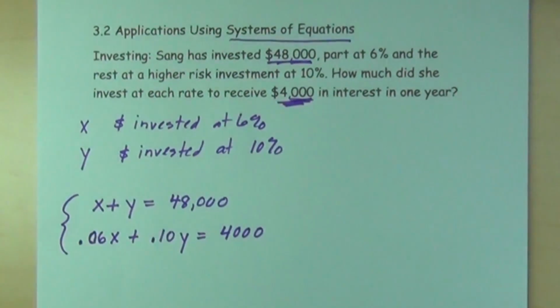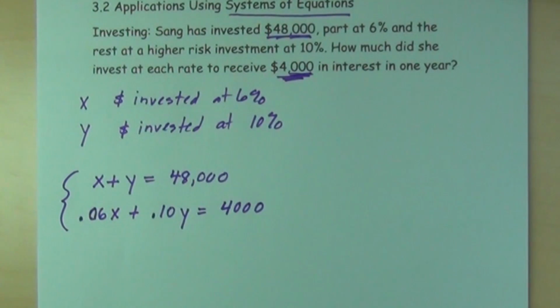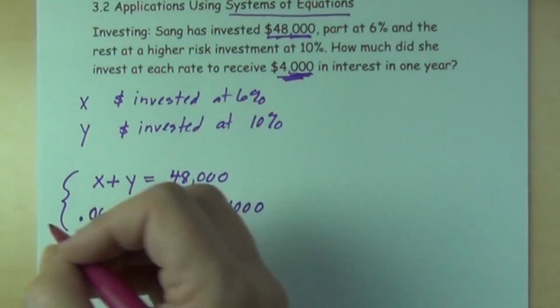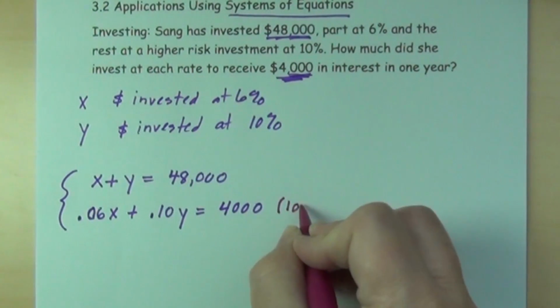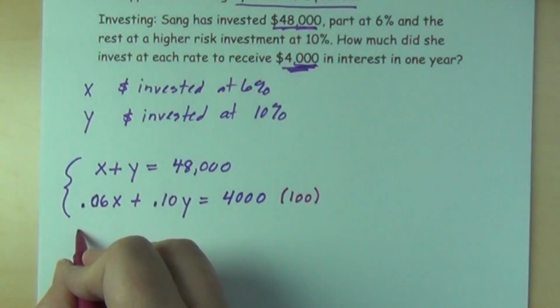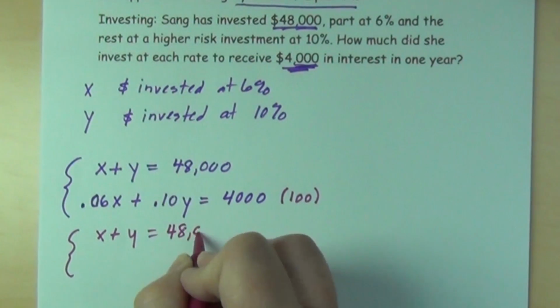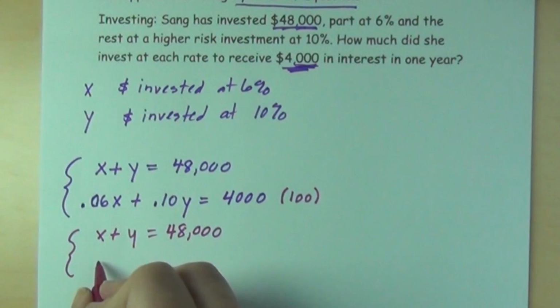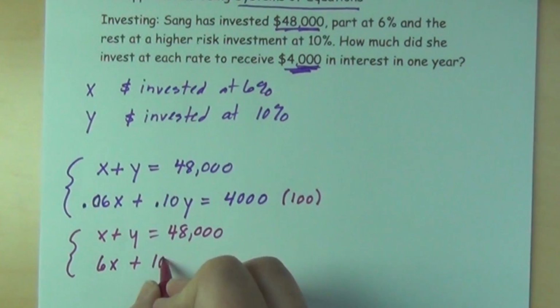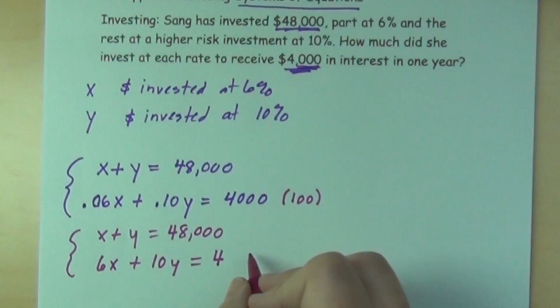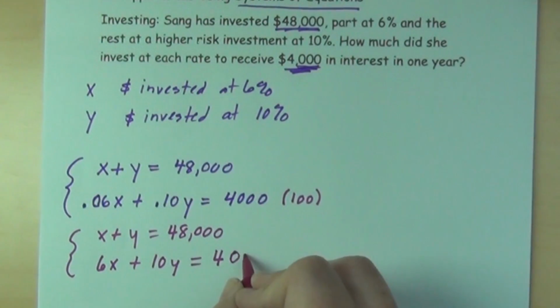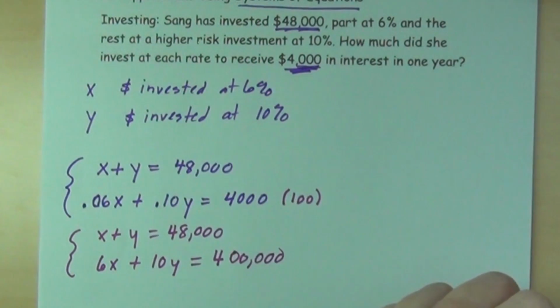Okay, there are the two equations that we need to work with if we're doing this with a system of equations. So, next we want to eliminate something, or we could do substitution, or you could do graphing, multiple ways. I'm going to do elimination. First, I'm going to get rid of this decimal because I don't like to work with decimals. So I'm going to multiply the second equation by 100 and rewrite the system. So I'll leave the first equation just as it is, X plus Y equals 48,000. And I multiply everything here by 100. 100 times this gives me 6X plus 10Y equals 400,000. It adds 2 zeros.